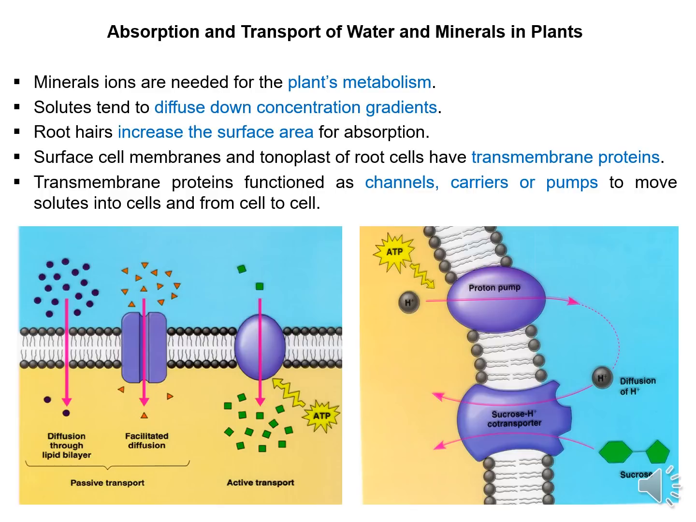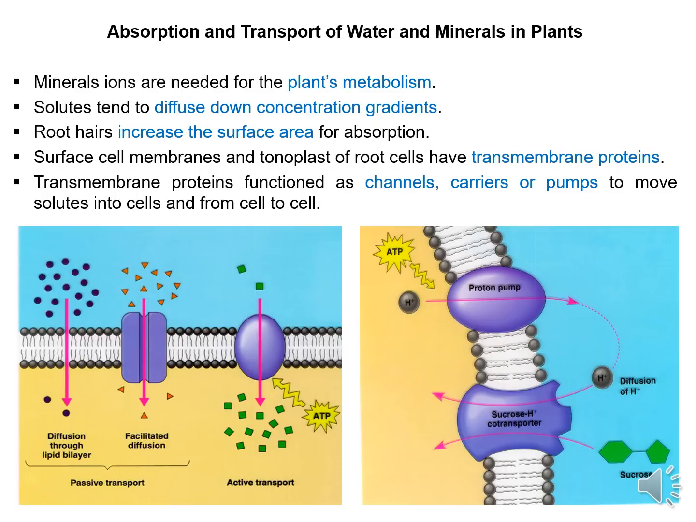Mineral ions are needed for the plant's metabolism. As I've mentioned before, the most important metabolism in plants is photosynthesis. Without water, the plant is unable to perform photosynthesis.